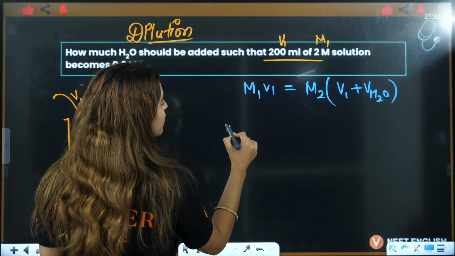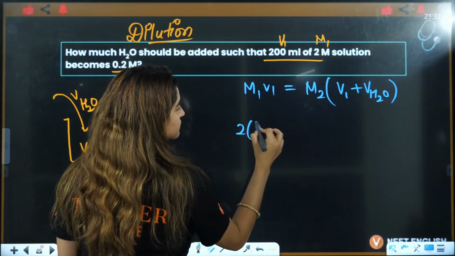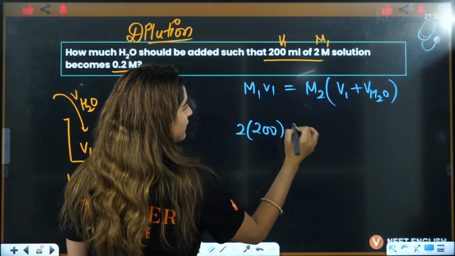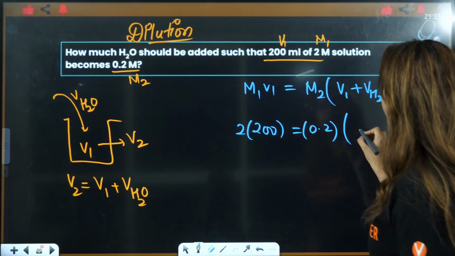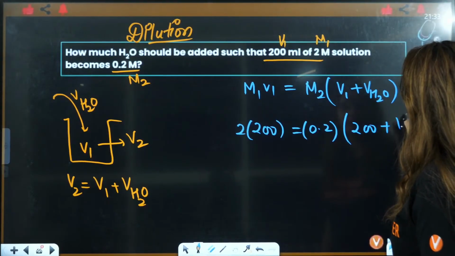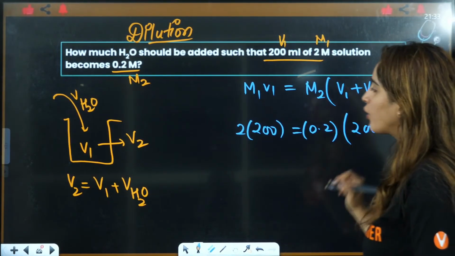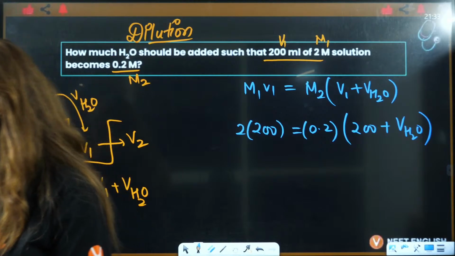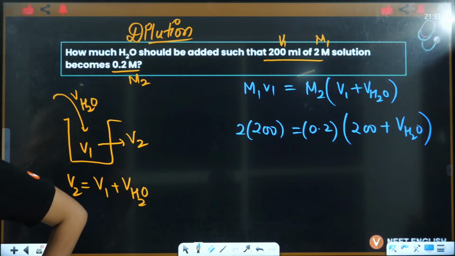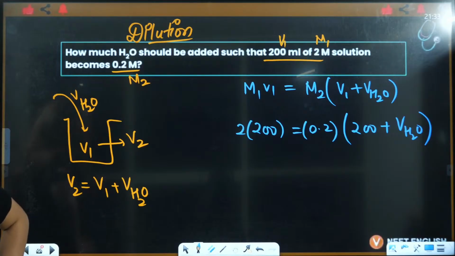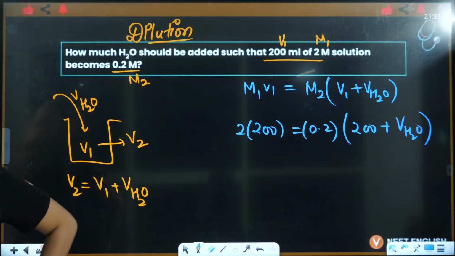So M1 is given to be 2 molar. V1 is 200 milliliter. M2 is given to be 0.2. V2 is given to be 200 plus V of water. And that's how you will get the volume of water here after solving this. Right? Okay? Understood? Yes, everybody?